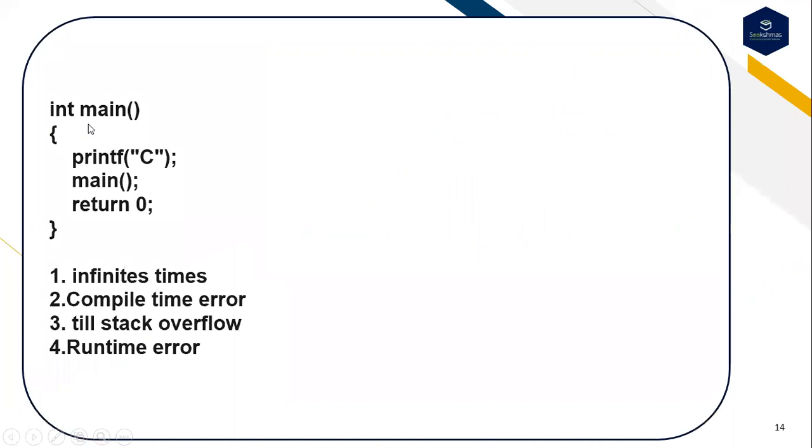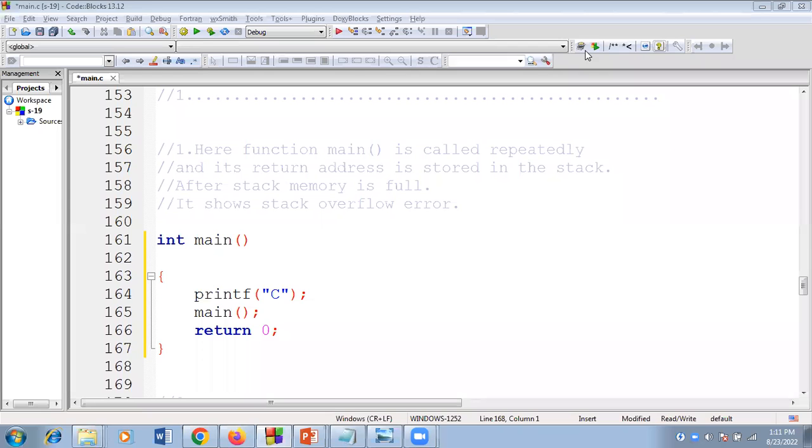This is the first question: int main, printf C, and main. I am calling the main function a number of times. These are the following options: infinite times, compile time error, till stack overflow, and the fourth one is runtime error. You can pause this video and predict the output of this code.